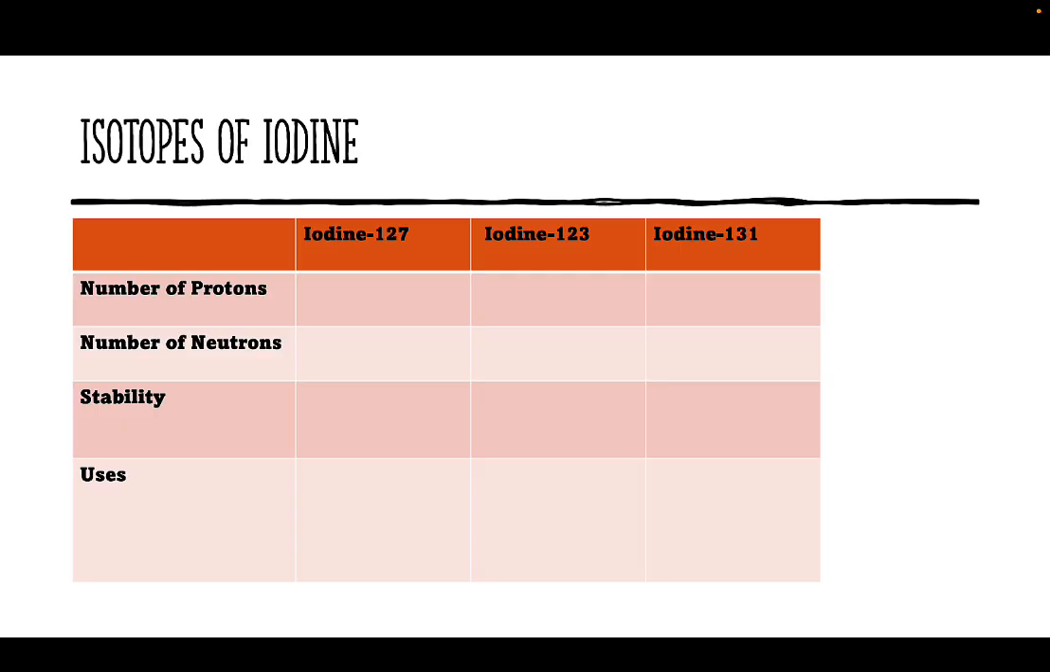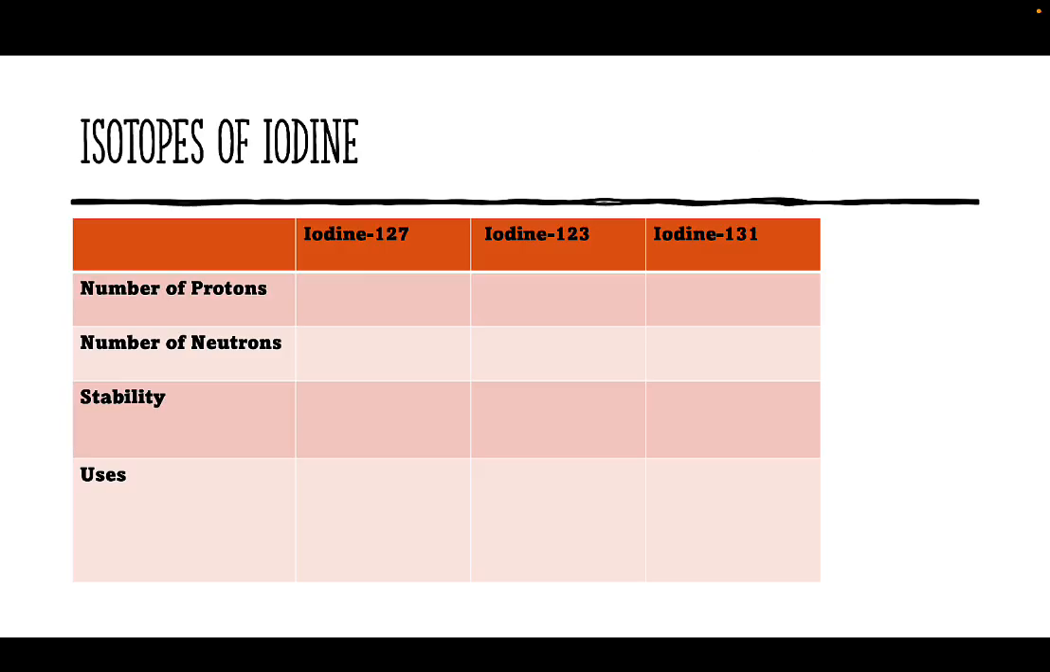Okay, let's think about isotopes of iodine. And here we have a little chart with 3 different isotopes of iodine: iodine 127, iodine 123, iodine 131. Go ahead and pause the video here and try to fill out the top 2 rows, at least the number of protons and the number of neutrons. And I recommend you go ahead and Google a little bit about stability and uses. I'll share information about that coming up, but especially with regard to healthcare, these have relevancy.